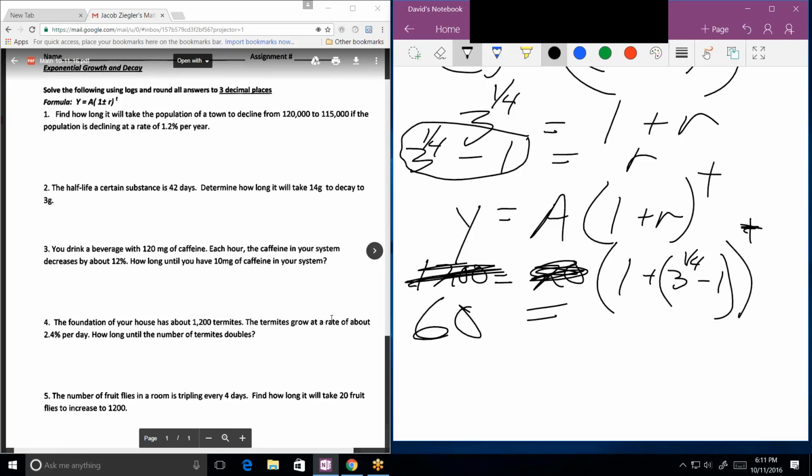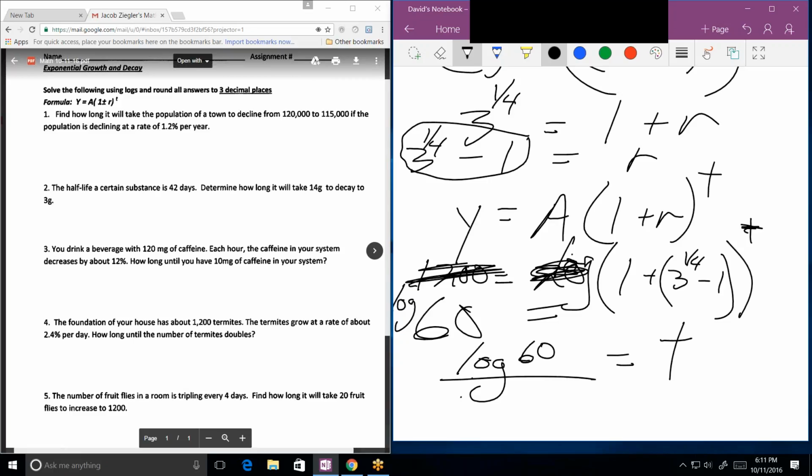Next step? Log both sides. Correct. This next step? Bring the t in front of the log. So what's the t end up being equal to? The log of 60 over the log of 1 plus 3 to the 1/4 power minus 1, or whatever that number is. And again, you need a calculator to figure these out, but that's okay. That's going to be a positive number, because this is a positive number being added to 1. So we're taking the log of a number bigger than 1.